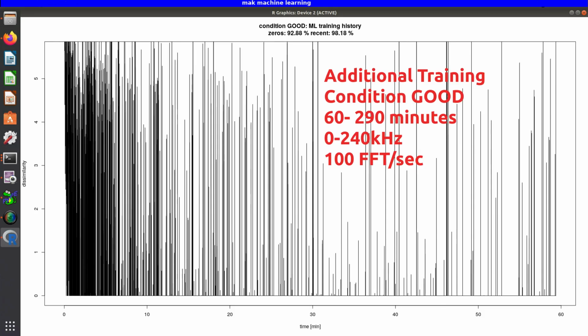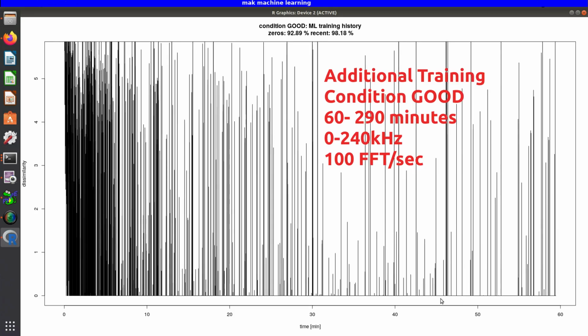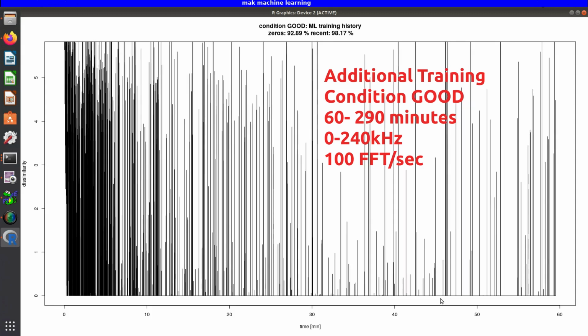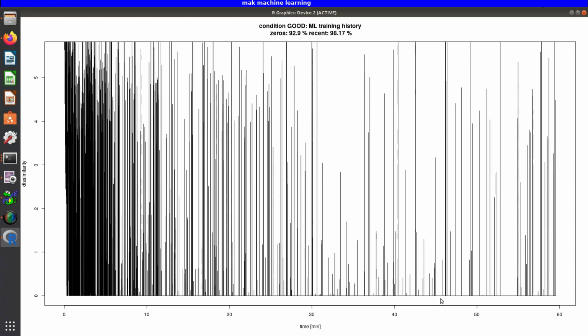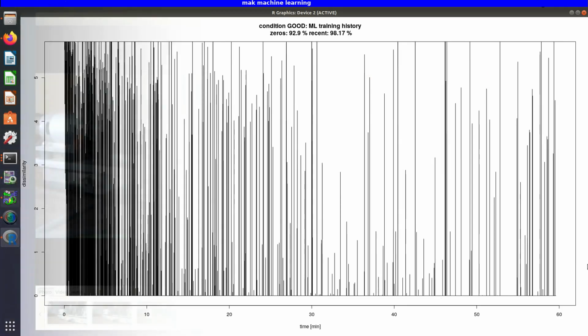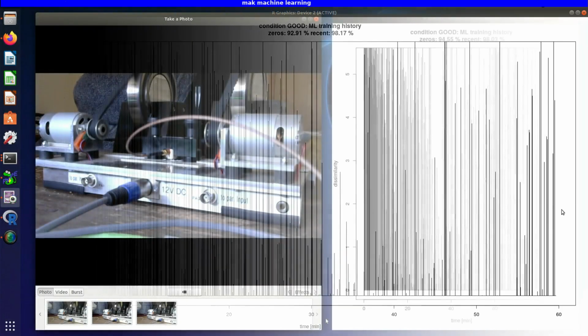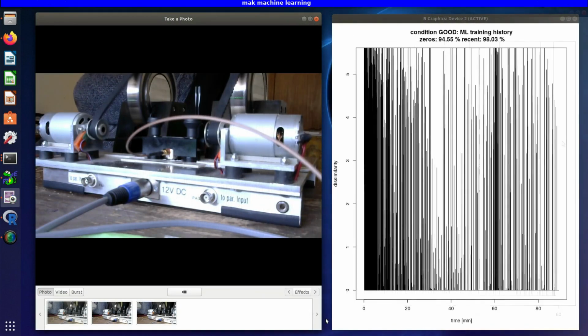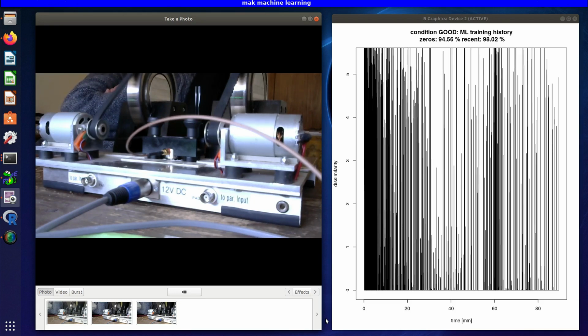Here we show the additional training of condition good on subsequent days. So the total training time goes from 30 minutes to 60 to 90 to 120 minutes, and so on. The decision to go on with additional training was always based on intermediate test results, until tests revealed that classifier performance remained consistent near 100% for repeated machine cold starts.